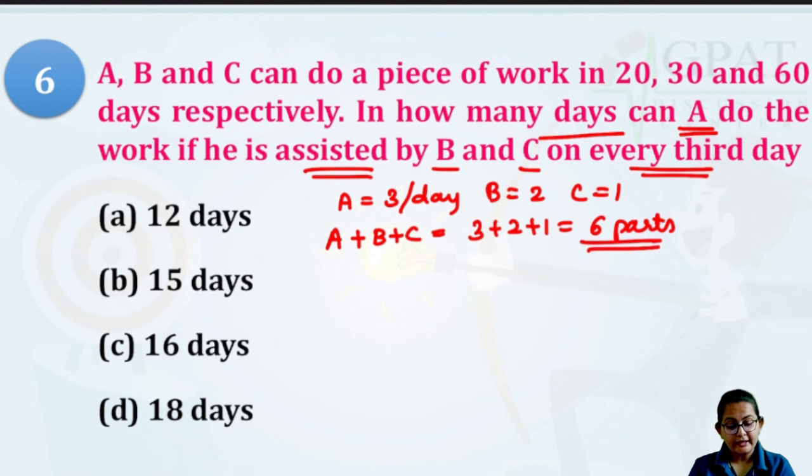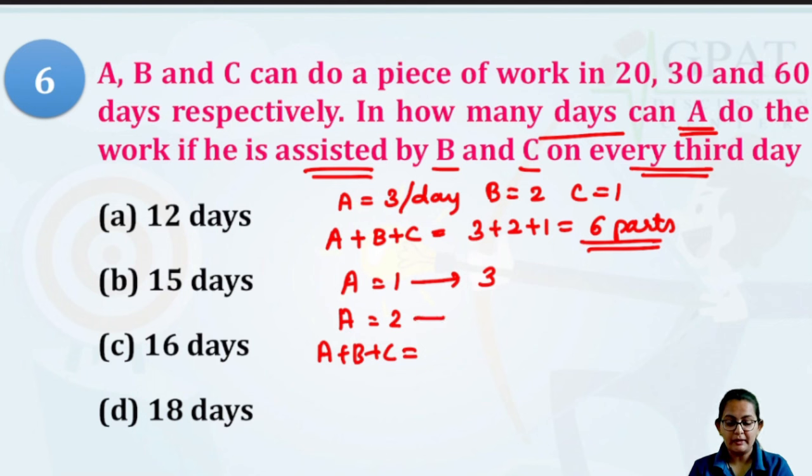Now the next thing they are asking: A starts alone and on the third day is assisted by B and C. So A on the first day, A on the second day, and on the third day A plus B plus C would be working. On the first day A will do 3 parts, next day also 3 parts. On the third day it has been assisted, so total ABC is 6 parts.